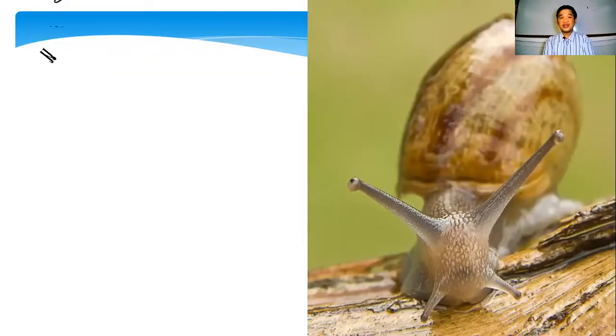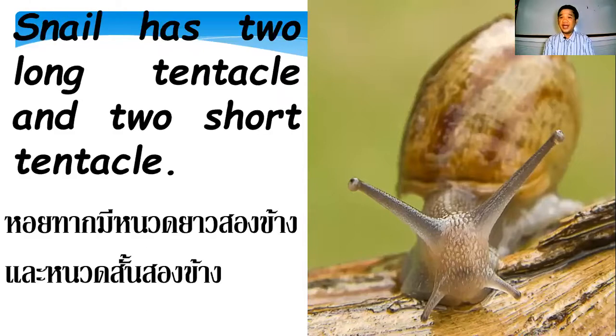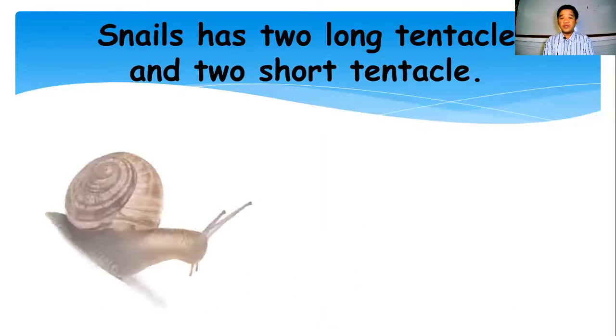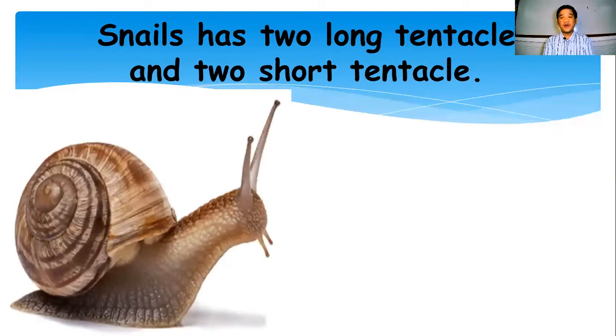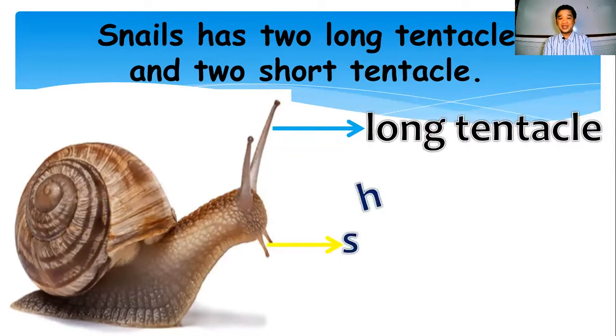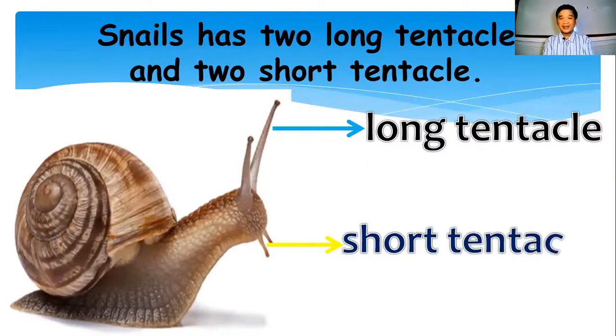Another characteristic of the snails is that snails have two long tentacles and two short tentacles. When we say tentacles, these are parts of the body of the snails. So this one is the long tentacles, and this one is what we call the short tentacles. The eyes of the snails can see at the long tentacle.